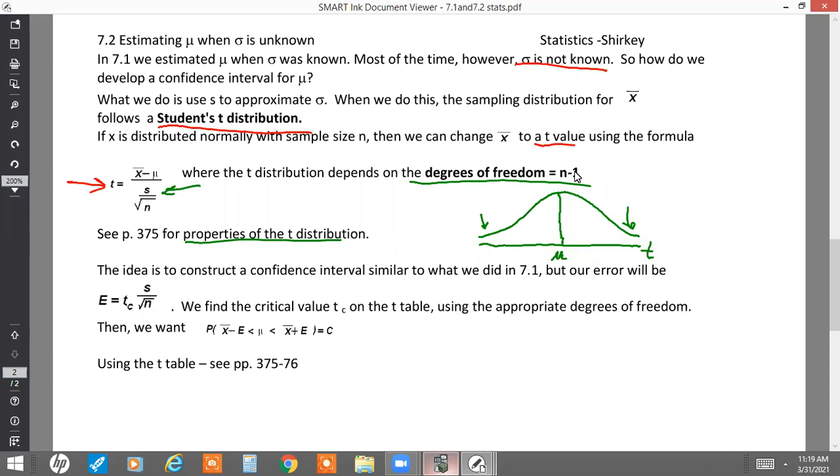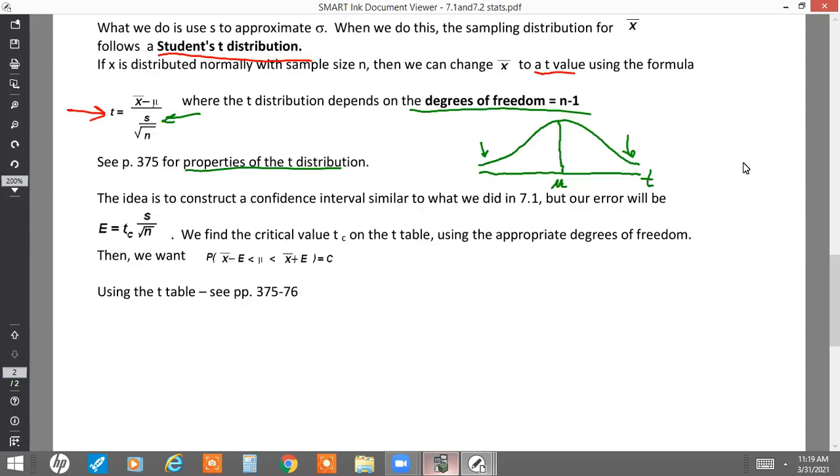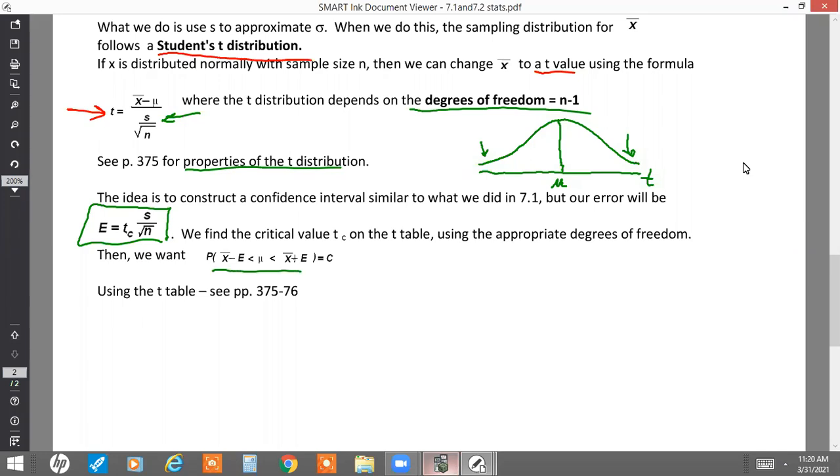So then what we want to do with the confidence interval is going to be similar to what we did in 7.1, but instead of an error with a Z value and sigma, the error is going to be some T for some confidence level, T sub c, times, instead of sigma, S over the square root of n. Other than that, it's similar to what we did before. We're just using a different table and a T value instead of a Z value. Then we just do X bar plus and minus the error, and that's our confidence interval. Any questions on that?